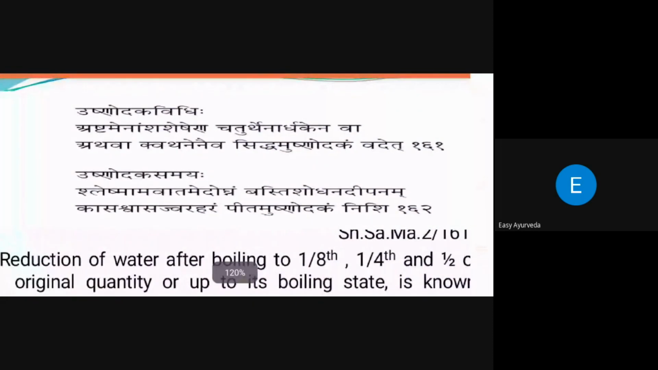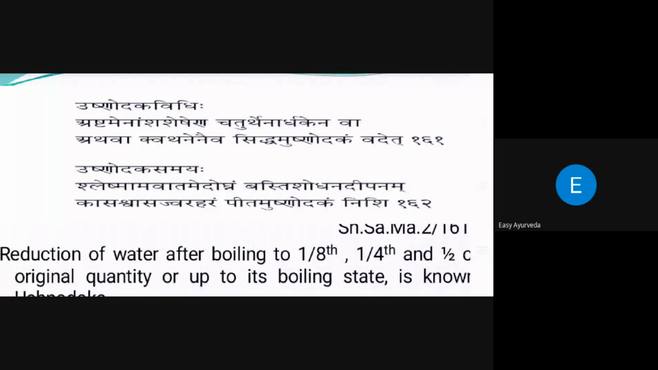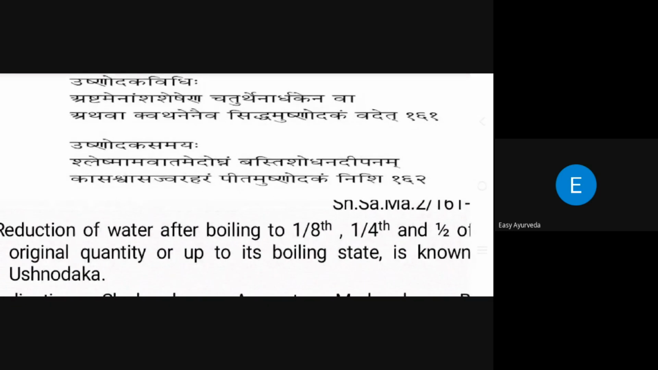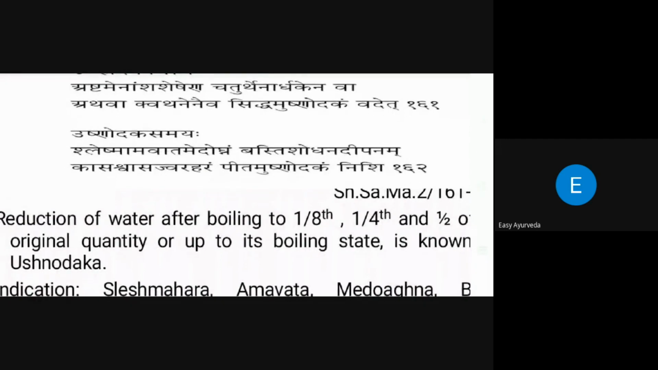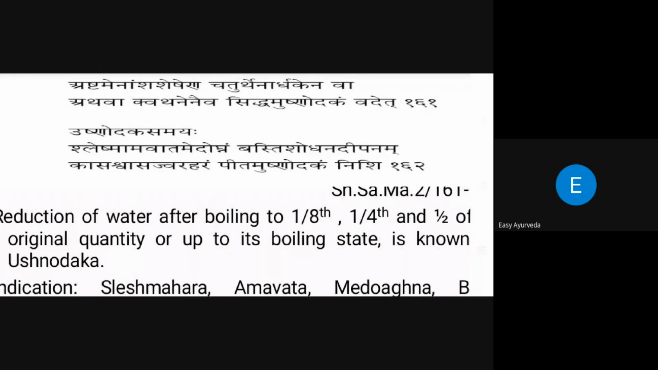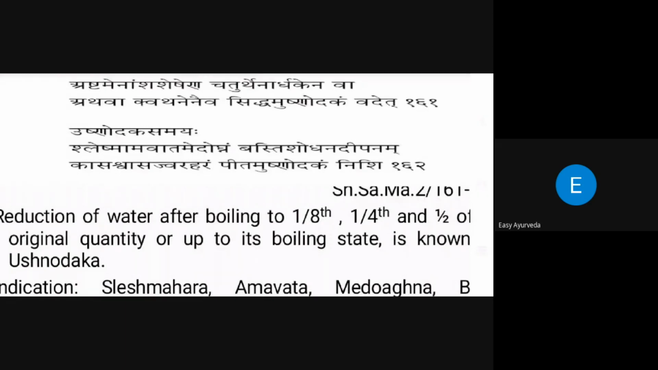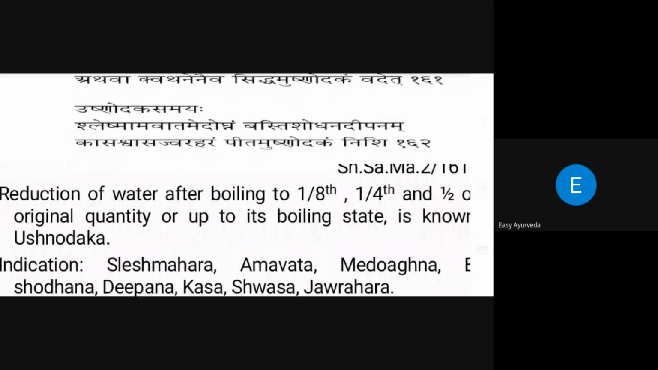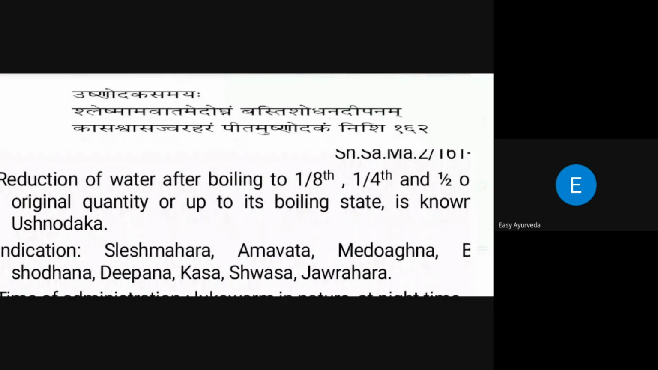Astamena Ashtam Avashesham Chaturtanam Ardhakenava. Here three proportions have been mentioned. Astama, that is one eighth part. Chaturtham, one fourth, or Ardha, half. Va Athava Pataneneva, or as mentioned, Pataneneva means the boiling point, until it reaches boiling point. Or it should reduce to 1 by 8, or it should reduce to 1 by 4, or it is reduced to half. If not, it should reach the Pataneneva, boiling point. Siddham Ushnodakam Vadayet. Such water is known as Ushnodaka.